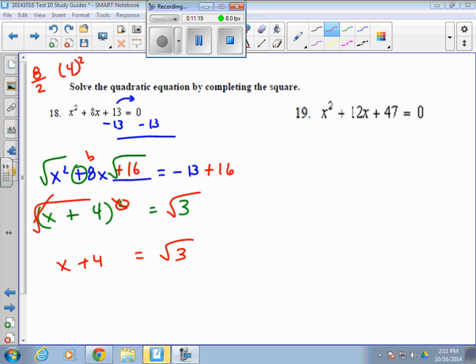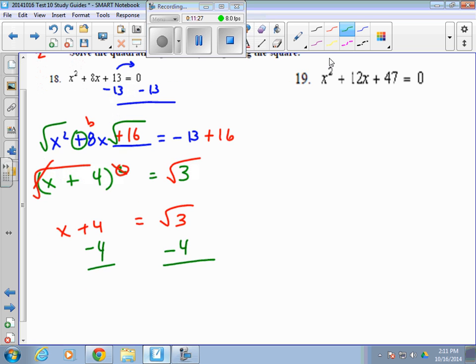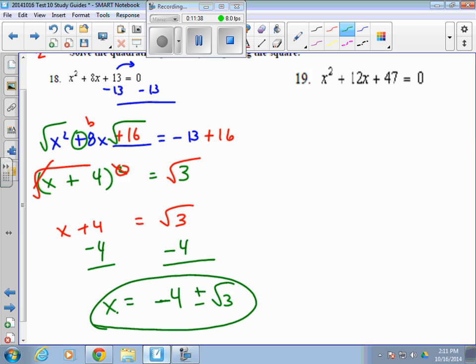So all you have to do is undo the fact that it says plus 4 by subtracting 4 from the other side. We can't take it away from the square root of 3. All you can do is write it next to it. So x is going to be equal to negative 4 plus or minus the square root of 3. This is one of those instances where you don't have to write both of them out because it's not going to change the answer. Do the same thing with number 19.